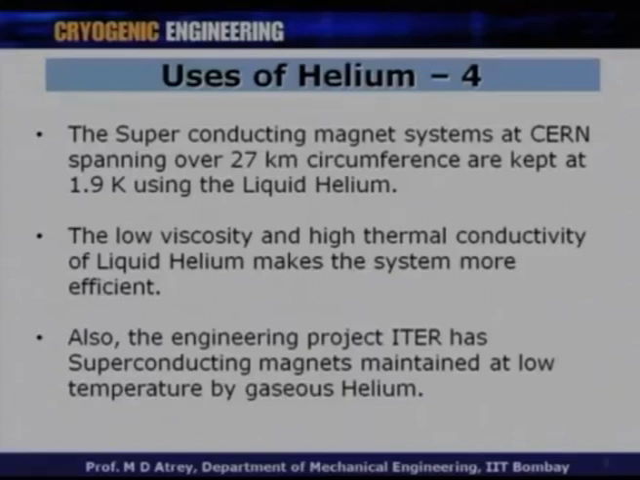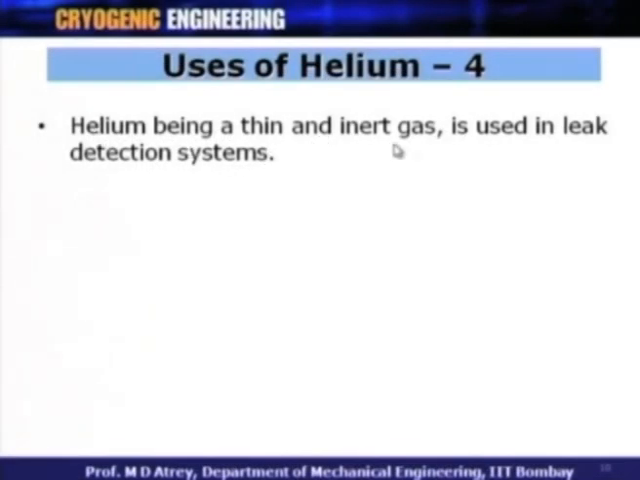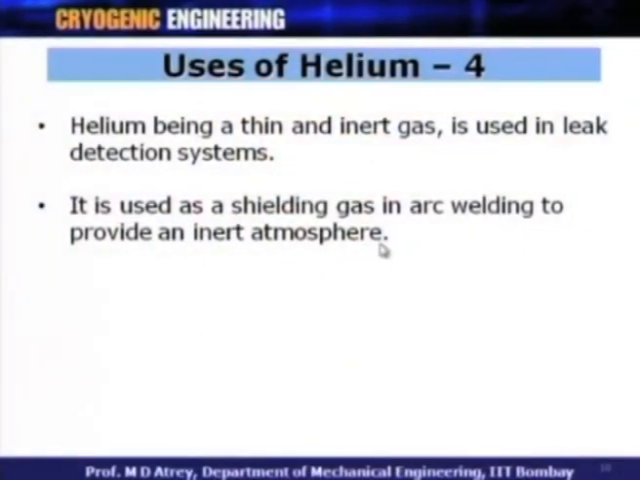The engineering project ITER, which is a nuclear fusion project, has superconducting magnets which are maintained at low temperature using low temperature gaseous helium. These are the big users of cryogenics. Now helium being a very thin gas, very thin and inert gas, it is used in leak detection systems. This is a very simple application, and you can find helium leak detectors are very common in usage wherever leak tightness is of importance. The helium gas is also used as a shielding gas in arc welding to provide an inert atmosphere.